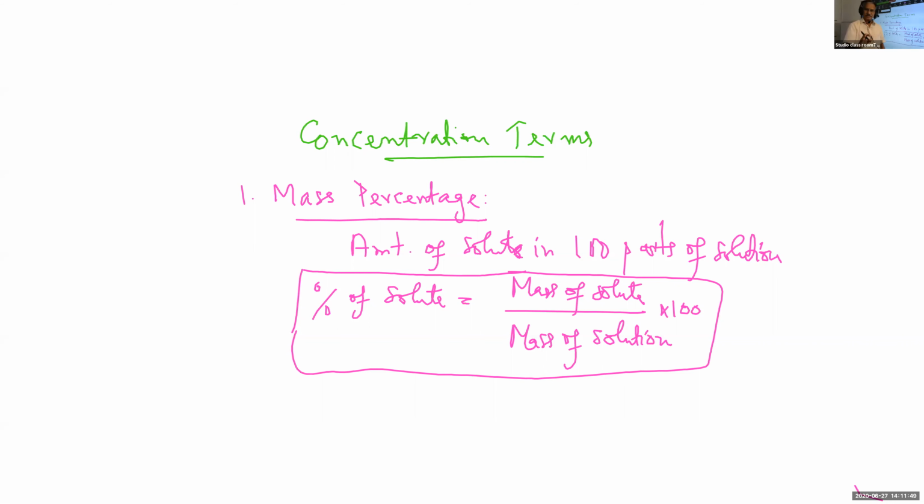Mass of the solution is obtained by adding the masses of the solute and solvent. Let us take an example. The example is not given in your notes, so you write this example. You write down the problem.